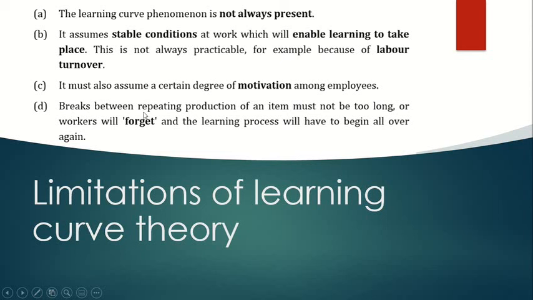So breaks between the repeating production of an item must not be too long, or worker will forget and learning process will have to begin all over again. So if there's any breakdowns between this process, this learning curve impact will be stopped. So again we want to start from the beginning. So if there's any breakdown in your working process, because this employee will forget about the process, then we want to start it all over again.